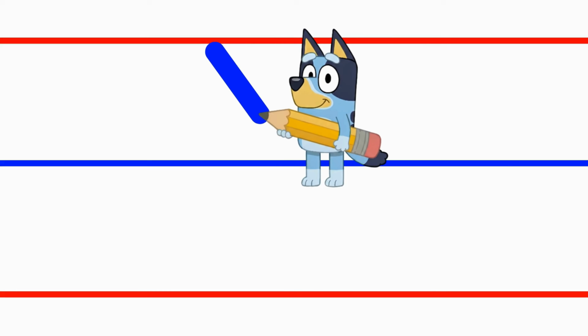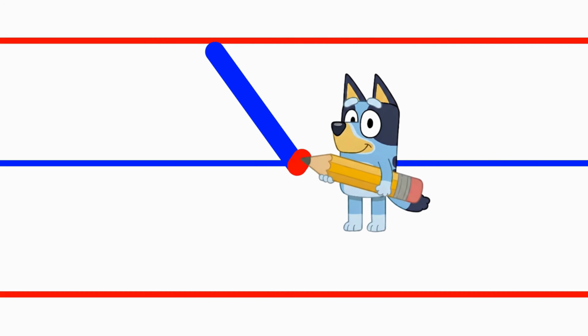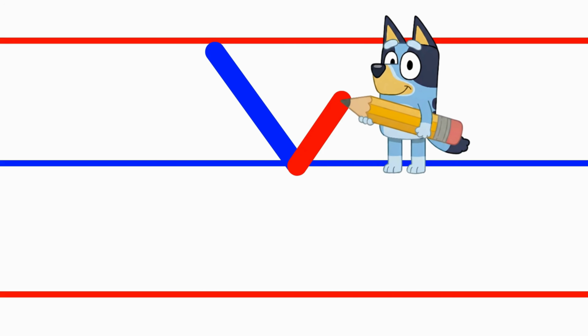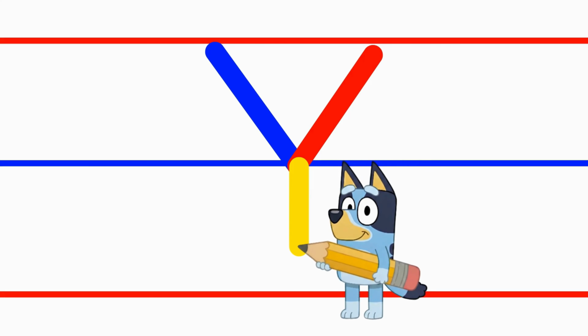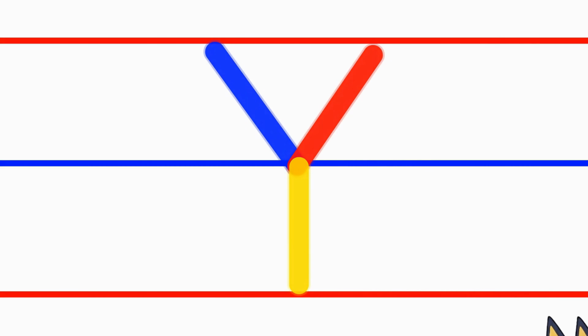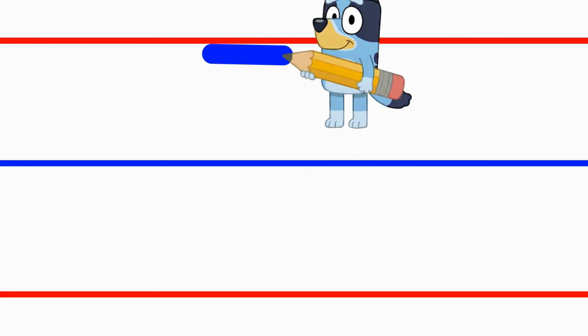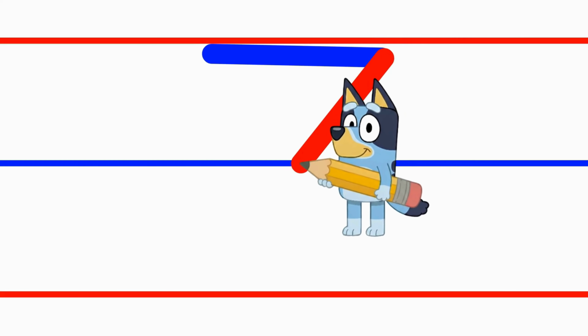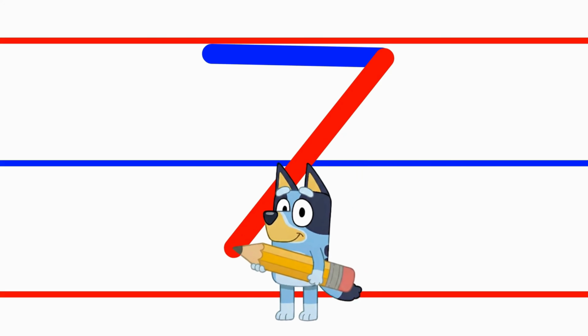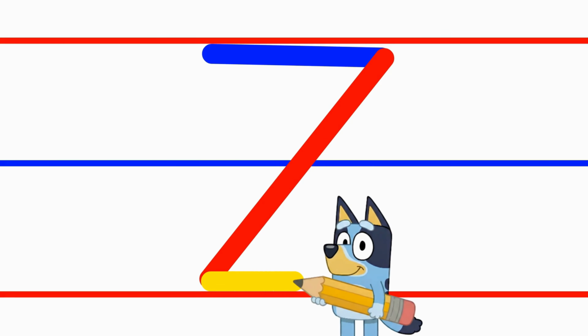Slanting line going down, then slanting line going up, and from the middle, standing line going down, capital Y. Sleeping line, then slanting line going down, then one more sleeping line, capital Z.